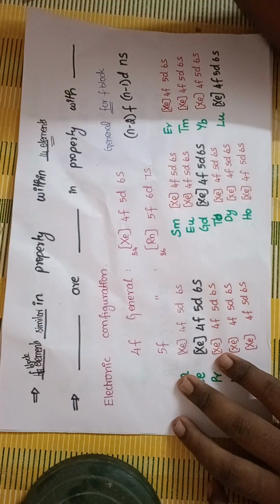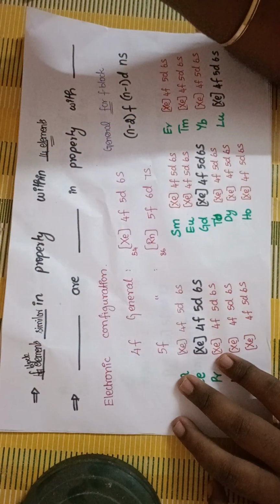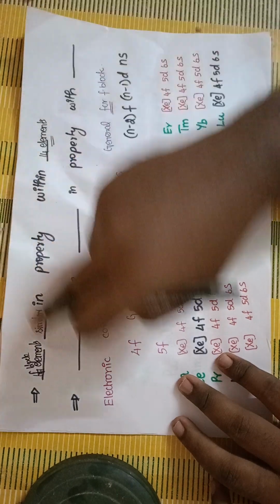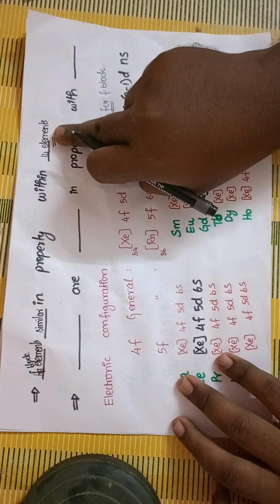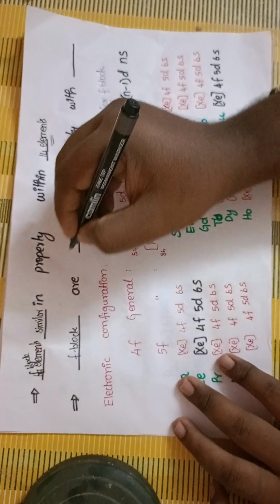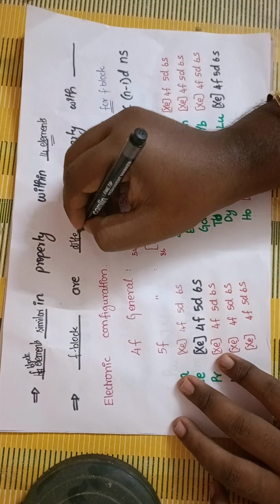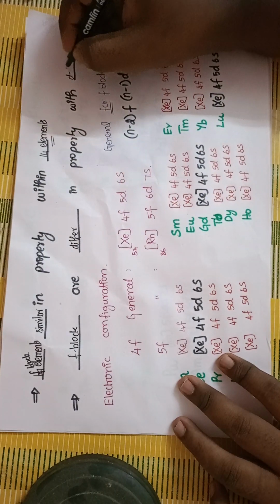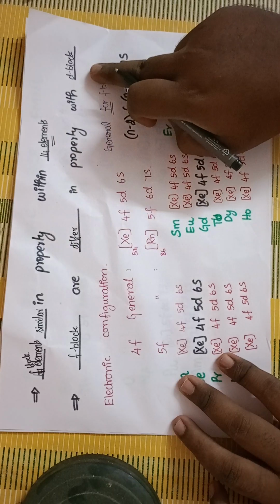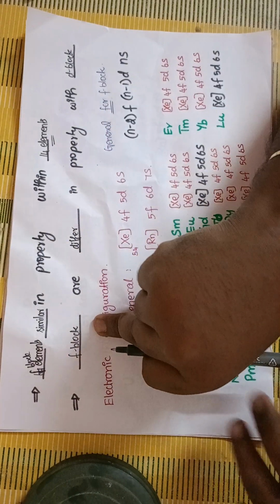Lanthanides show similarity in property from cerium to lutetium. Actinides show similarity in property from thorium to lawrencium. They are similar in property within that 14. But F block elements show different properties from D block elements. They do not behave like D block elements.